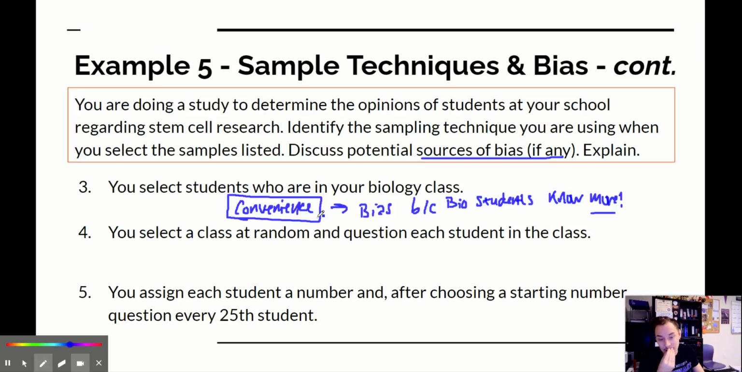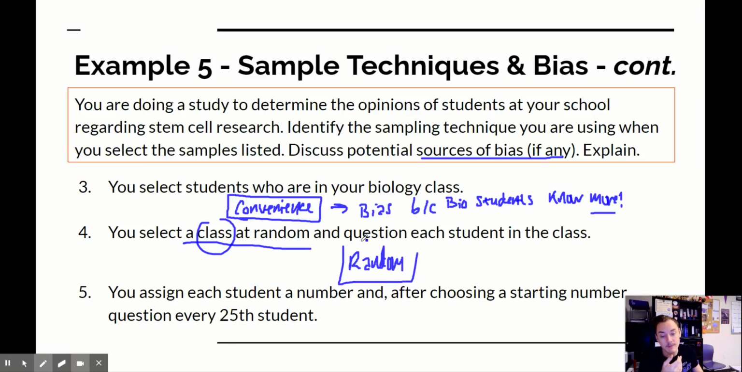You select a class at random, and then you question each student in the class. What that is is just a straight up random. Not simple random, but just straight up random. And last, you assign each student a number and after choosing a starting number, question every 25th student. What is that? That's going to be systematic. Every 25th student, every 10th student, and so forth.